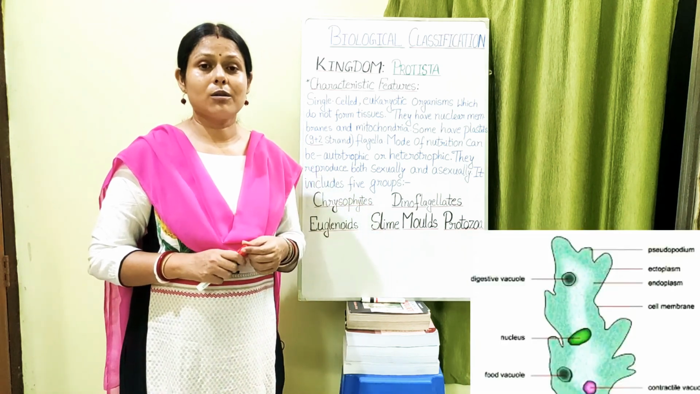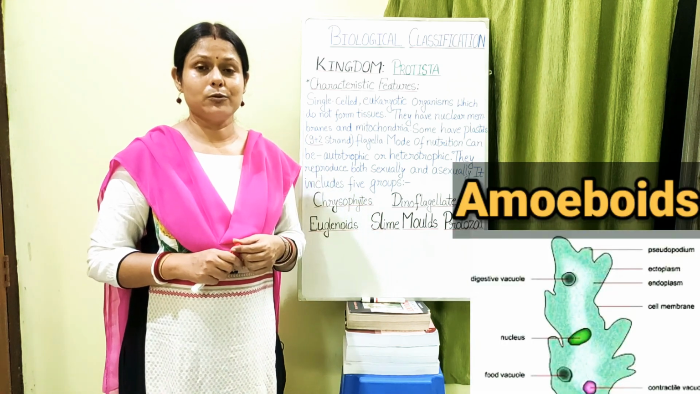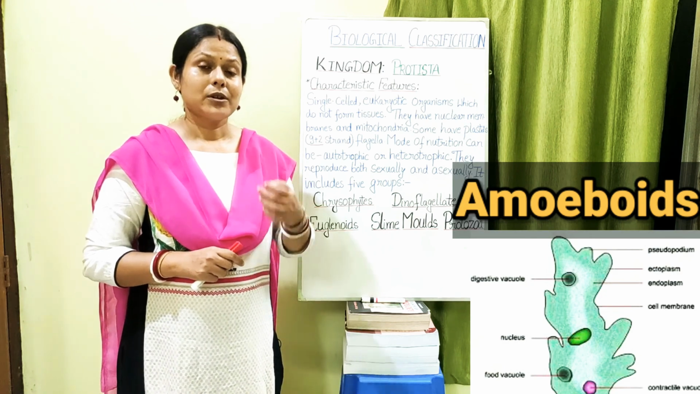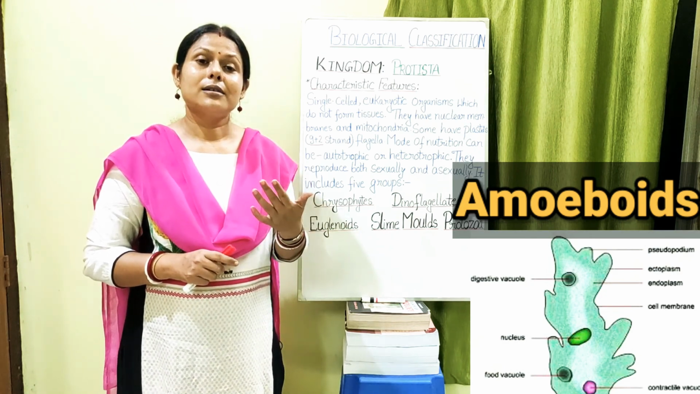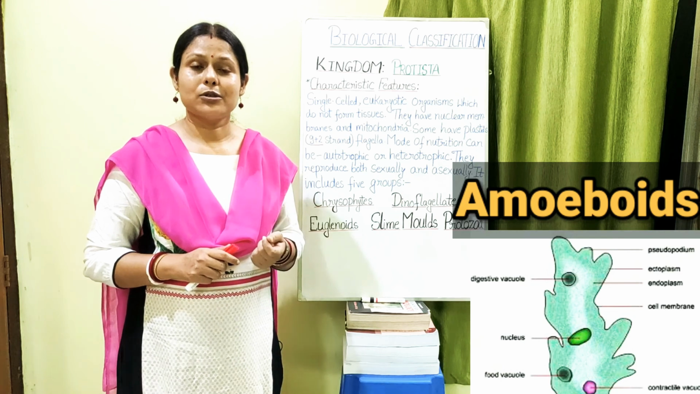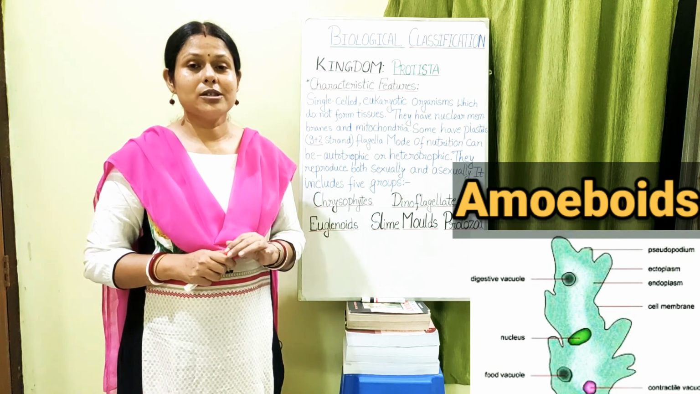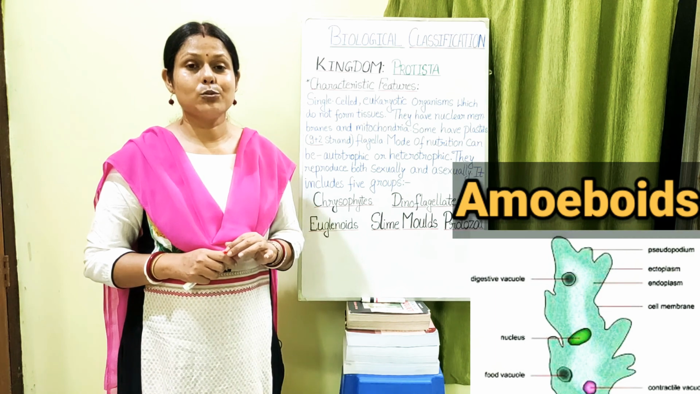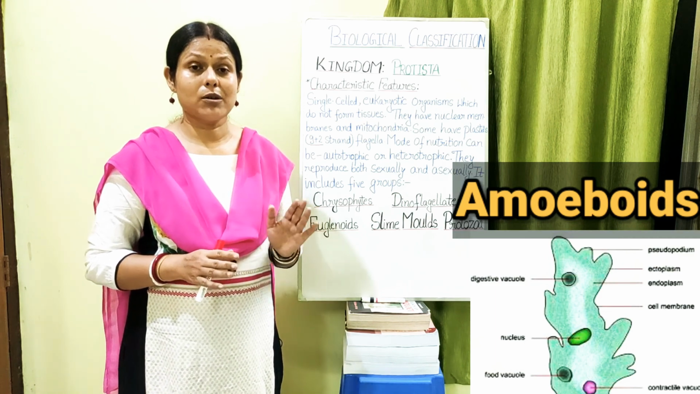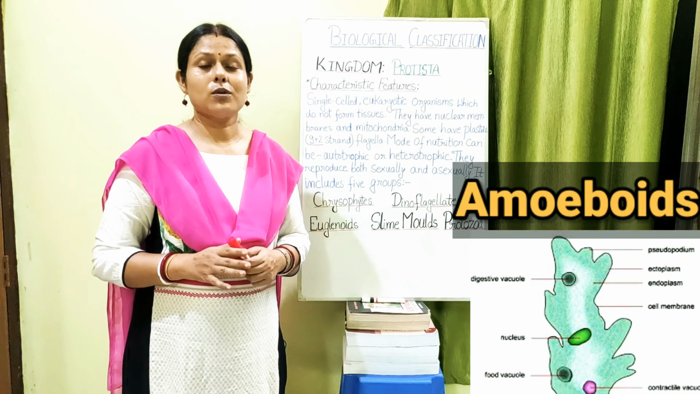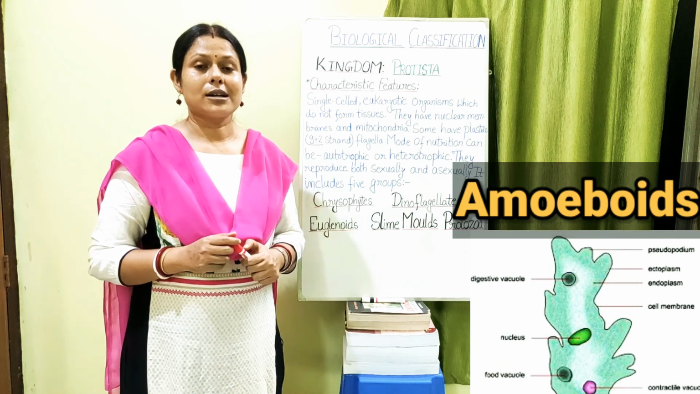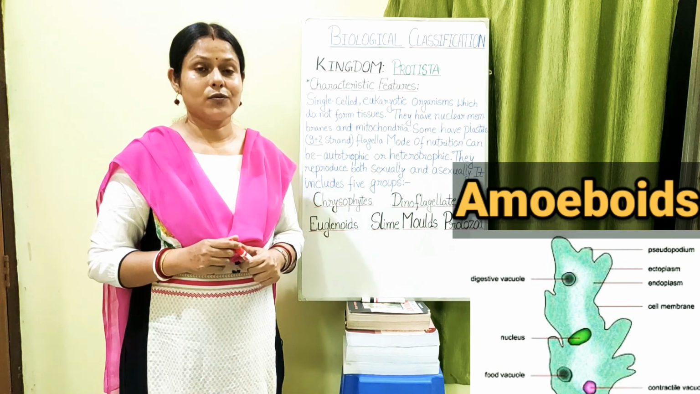Some of the protozoans are called amoeboids. Why are they called so? Because of the amoeboid movement. Some of the amoeboids are parasitic. You might have heard about an organism called Amoeba histolytica. Now this Amoeba histolytica is an organism belonging to the amoeba group of protozoa, which can cause a disease called amoebic dysentery in human beings.